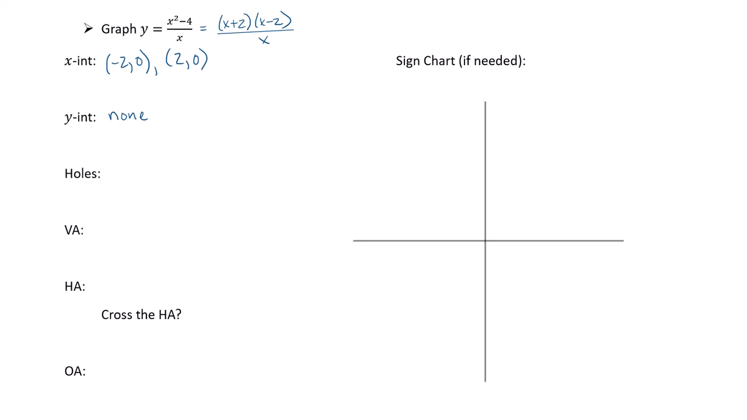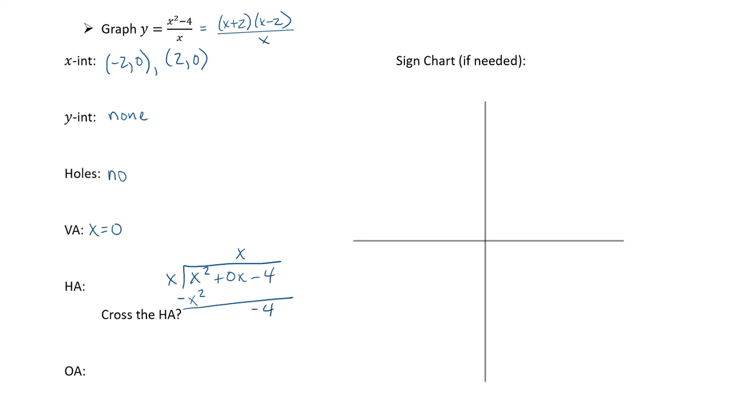Do I have any holes? Any common factors in the top and bottom that could be removed? No. A vertical asymptote? Of course, at x equals 0. A horizontal asymptote? Let's try to divide. x squared plus 0x minus 4 divided by x. So x squared divided by x is x. x times x is x squared. Subtract, and I'm going to have just a -4 left.